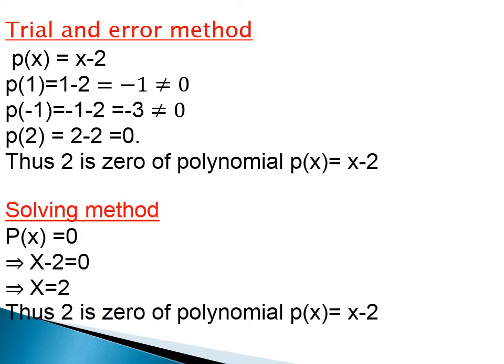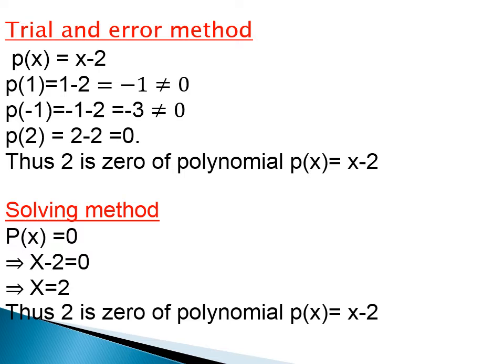Next, the solving method. The solving method is the other method by which we can find the zeros. So p of x equal to 0. P of x equal to 0 means the given polynomial equal to 0. X minus 2 equal to 0. Then solve for x. What is the value of x? We are getting x equal to 2. So 2 is the zero of the polynomial p of x.